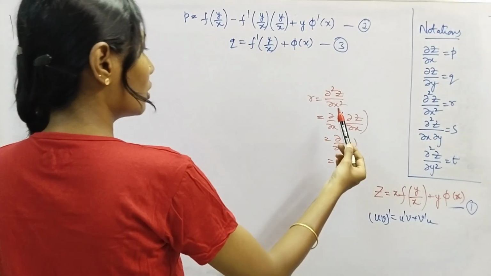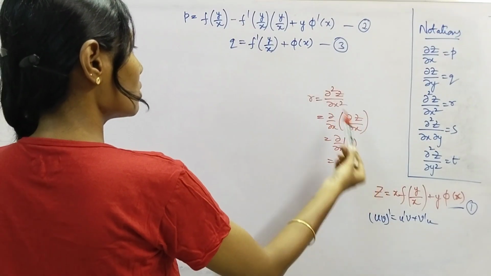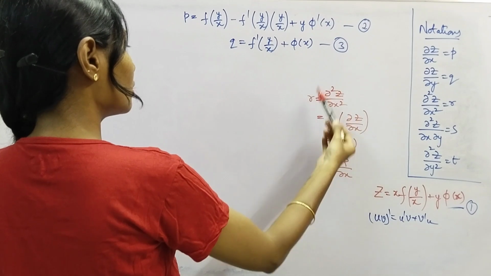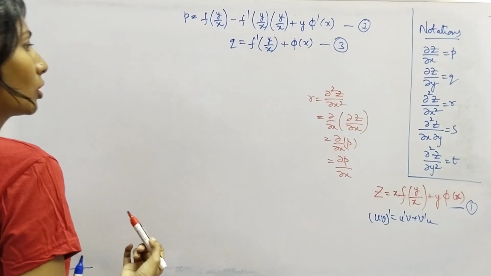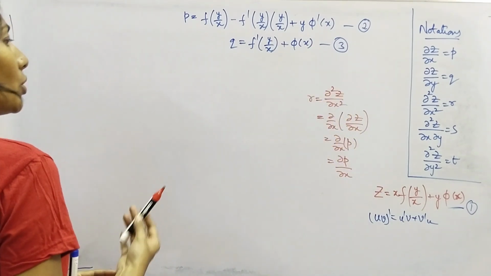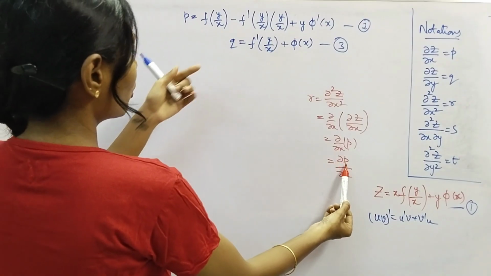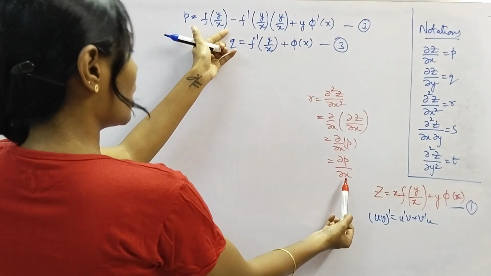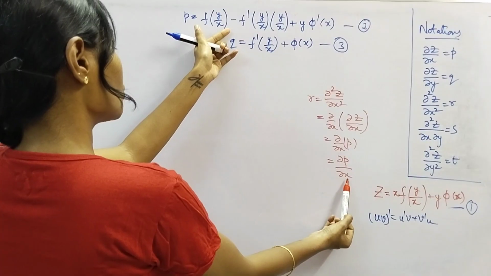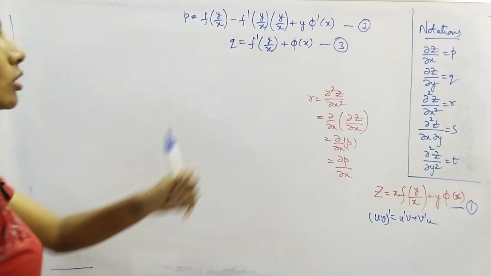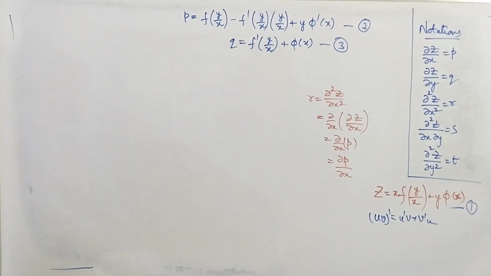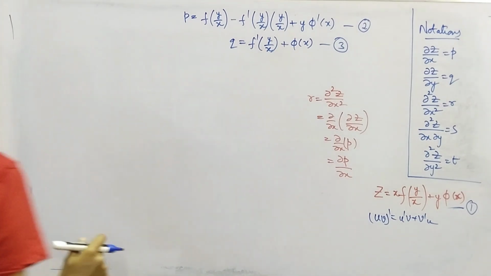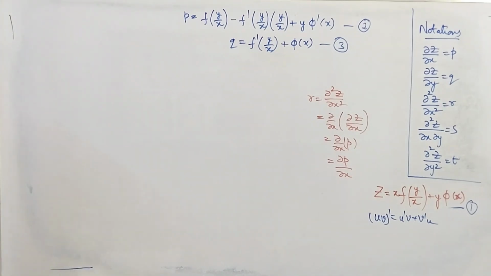∂/∂x of P is nothing but R. ∂/∂x of ∂z/∂x is also nothing but R, right? So in order to find the equation involving R, we'll pick the equation involving P, that is equation 2. We'll partially differentiate equation 2 with respect to x, so that we'll get an equation involving R. So let's see that.